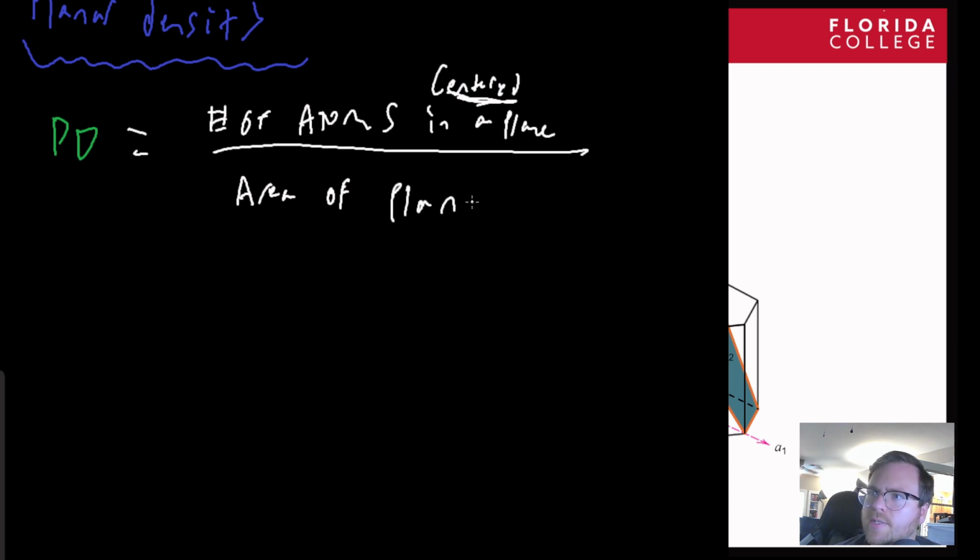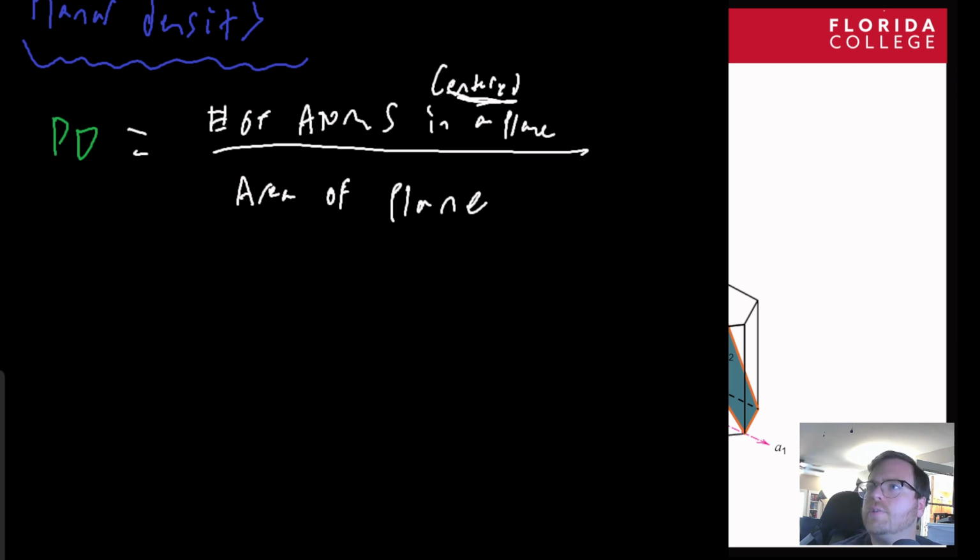Now, I've told you that these planes extend beyond the unit cells, so technically they have infinite area, but for the purposes of calculating planar density, we only look at the area inside the unit cell. So that planar density is the number of atoms centered in a plane divided by the area of the plane.